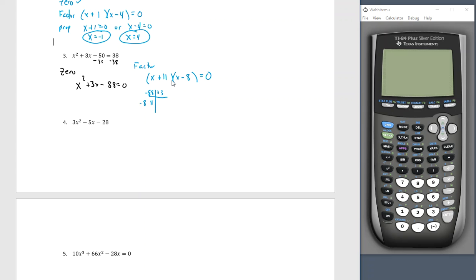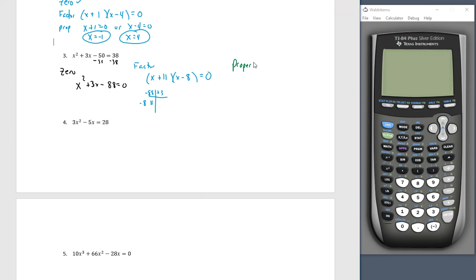Let's see. x times negative 8 is negative 8x. 11 times x is 11x. 11x minus 8x is 3x. Fantastic. We have that middle term. Plus 11 times a negative 8 does make the negative 88.